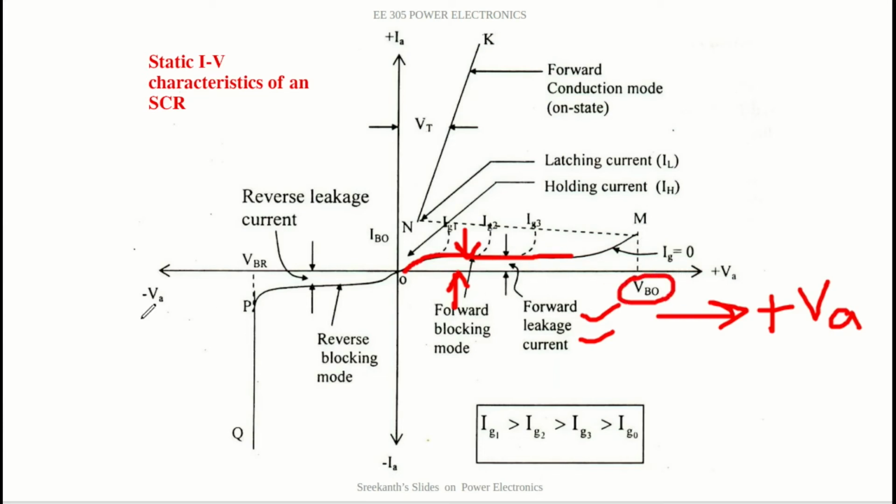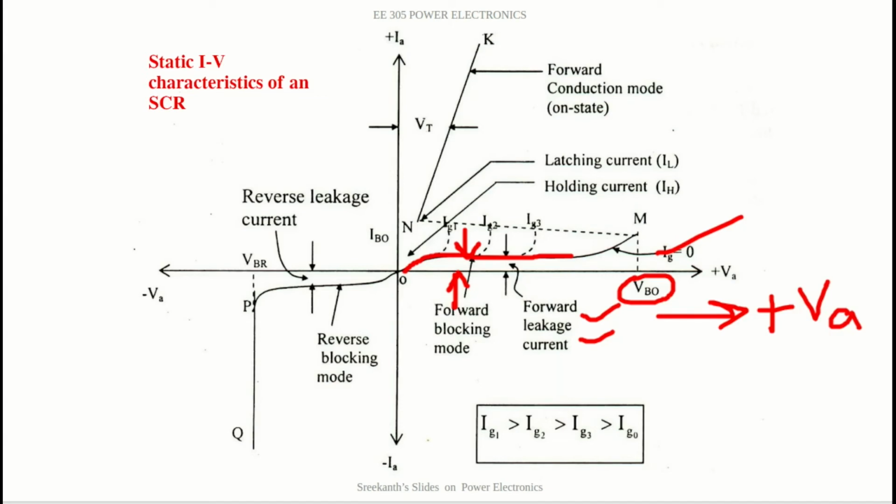And what you have to remember is that during both conditions, during forward blocking mode as well as reverse blocking mode, you are not applying any type of gate pulses. You can see that Ig is equal to 0. What is Ig? Ig is the gate current that is being applied. You have kept open the switch during all these modes. That is a very important condition to make sure. You have to make sure that there is no current being sent through the gate terminal during these modes. Okay? Only then whatever being explained will work.